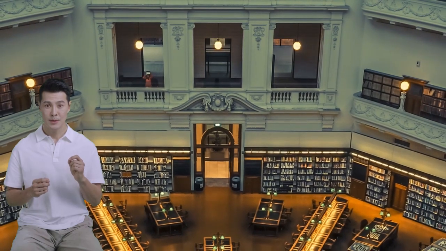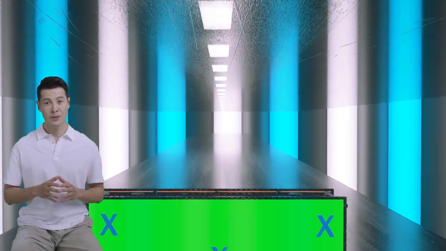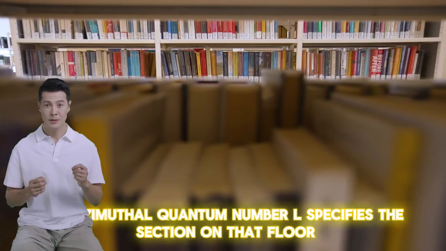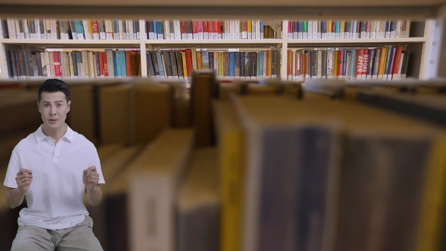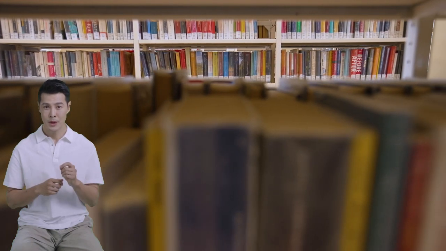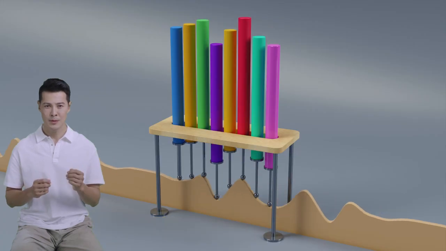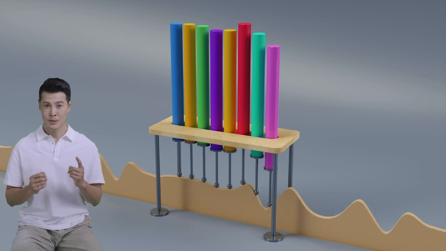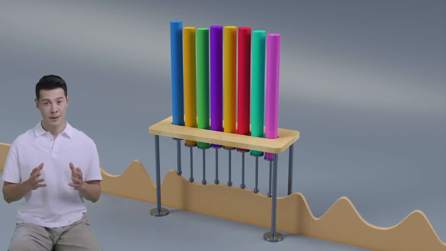Imagine you're in a library, and each book represents an electron. The principal quantum number n tells you the floor where the book is located. The azimuthal quantum number l specifies the section on that floor, while the magnetic quantum number m_l pinpoints the exact shelf. Lastly, the spin quantum number m_s indicates whether the book is on the left or right side of the shelf. Let's go through a quick example.